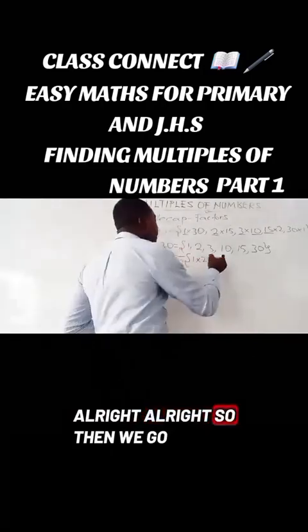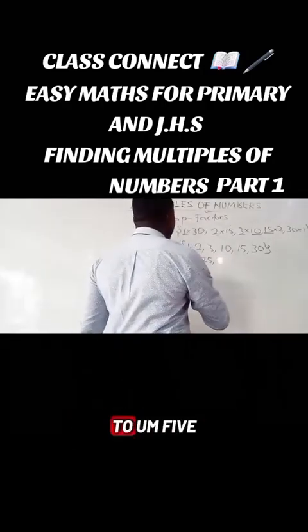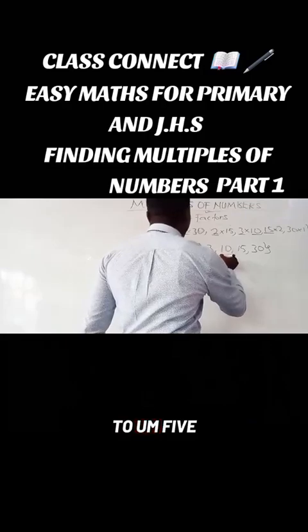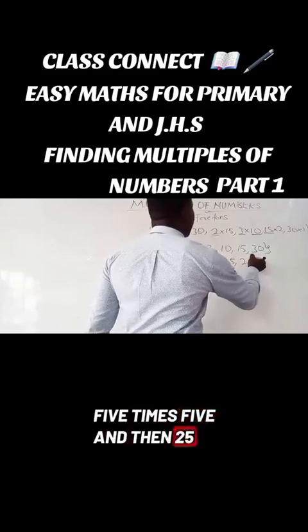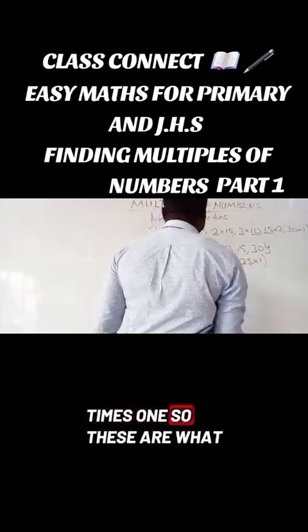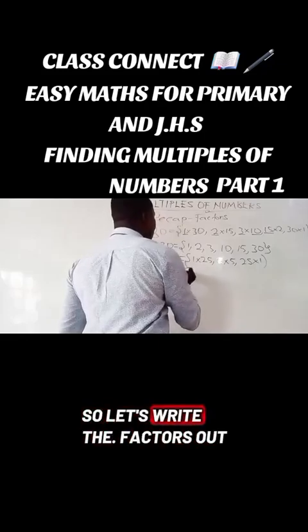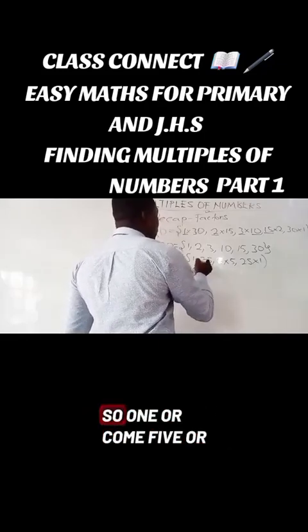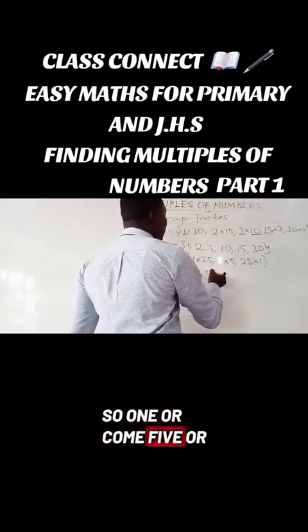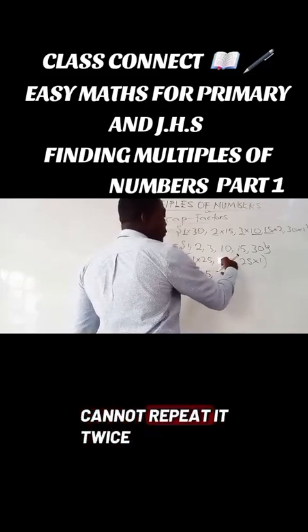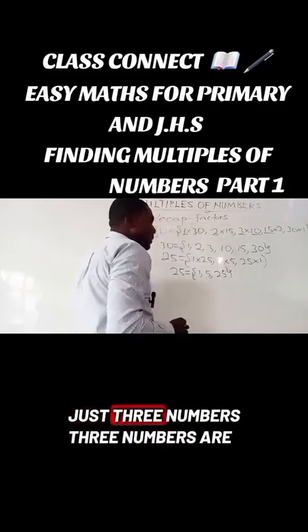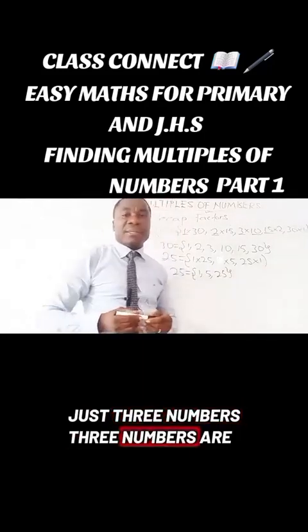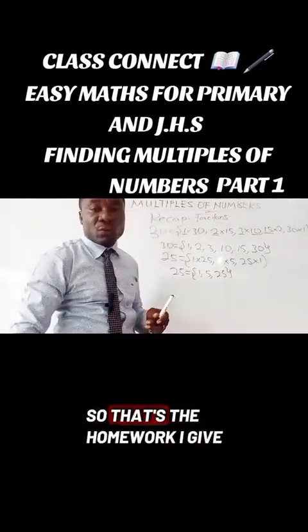Then we go to 5 times 5, and then 25 times 1. So these are what I was looking out for. Let's write the factors out clearly. 1 will come, 5 will come, but 5 is two times and you cannot repeat it twice. Then we go to 25. So just 3 numbers are the factors of 25. That's the homework I gave.